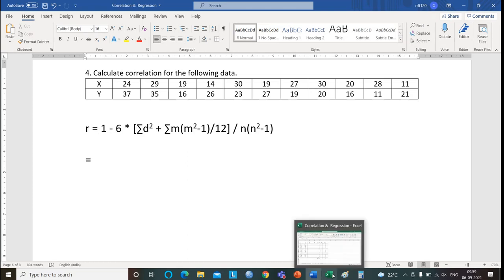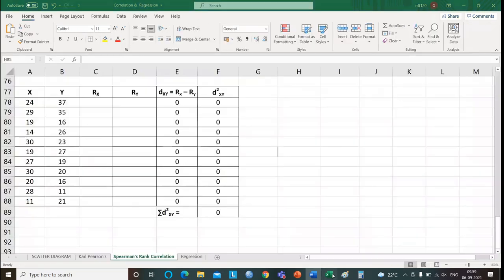Now I would like to convert these values to ranks. The x values are given. Let us find the ranks of x first, then the ranks of y. While finding these ranks, let us check whether any values are repeating or not. So first, I'm finding the ranks of the first column.